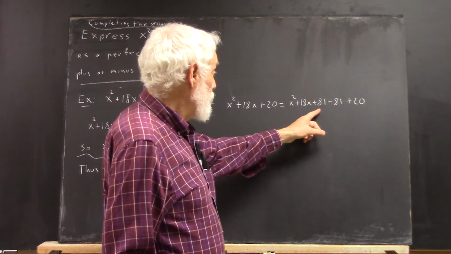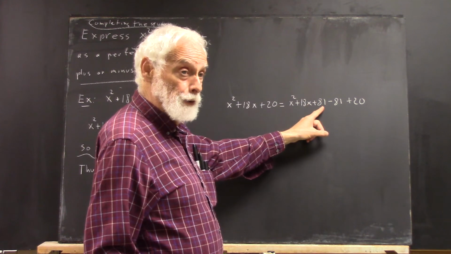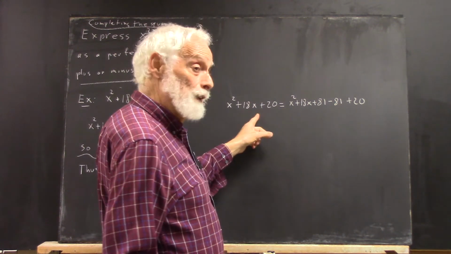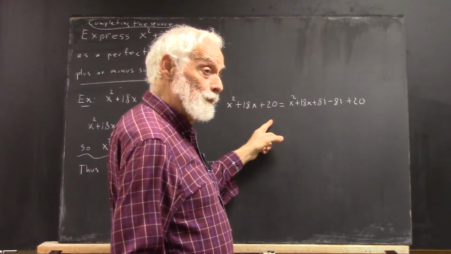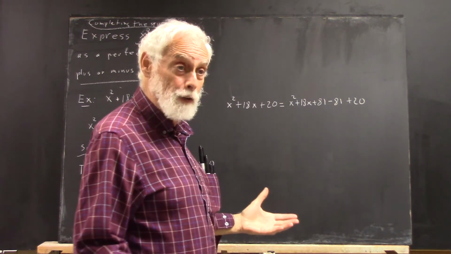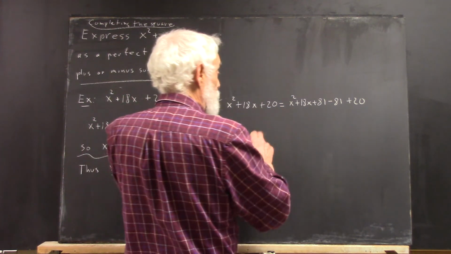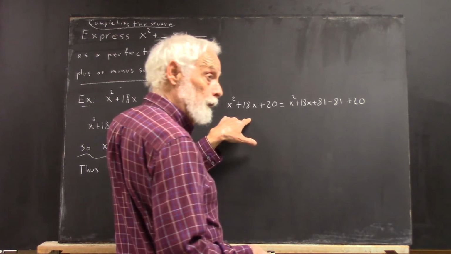Now, why did I add 81? Because that completes the square on x squared plus 18x. Why did I subtract 81? Because I didn't have an 81 here. So when I added 81, I changed this. But if I now subtract 81, I didn't change anything except the form of the expression. This is exactly equal to this, and that's very obvious. If you do the 81 minus 81, you're back to here.